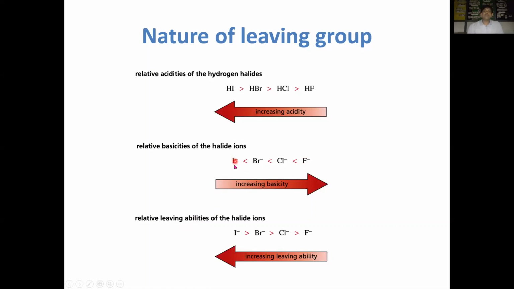The less basic, the more the leaving ability. That's why I minus has more leaving capability when compared with Br minus, Cl minus, F minus. You can say I minus is the best leaving group among the halides. That's why the rate of the reaction follows RI greater than RBr greater than RCl greater than RF in the case of alkyl halides.